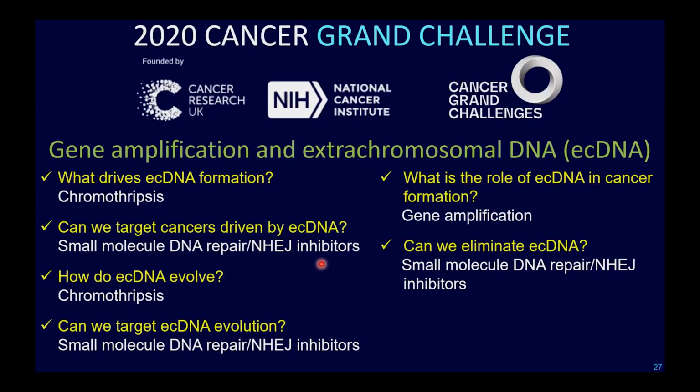Yep, the same small molecule inhibitors. What is the role of ecDNA in cancer formation? Well, at least one role is for gene amplification. Another role will be for inactivation of tumor suppressors, because the fragmentation will ultimately inactivate some suppressors if they are on the chromosome or the chromosome piece that gets fragmented.